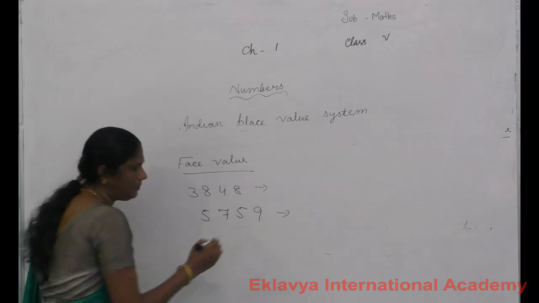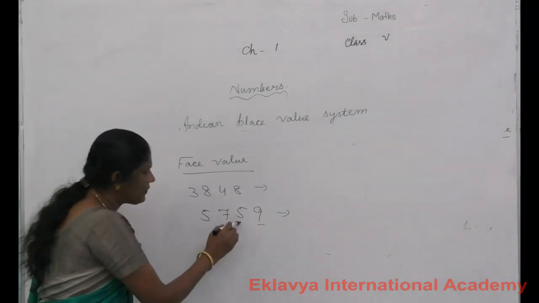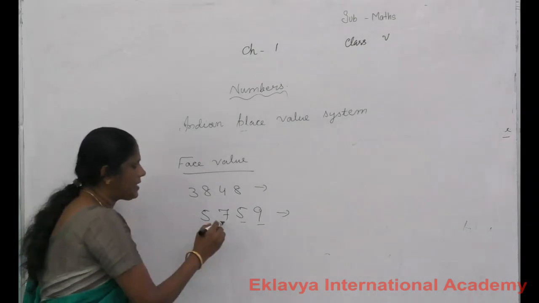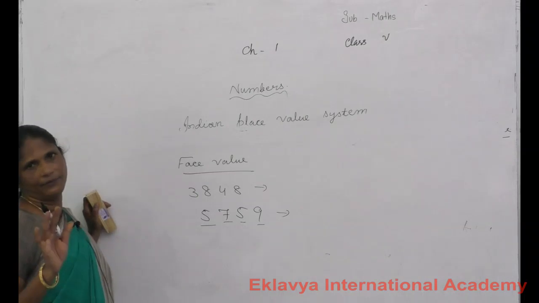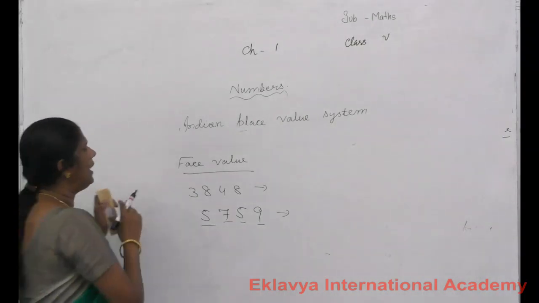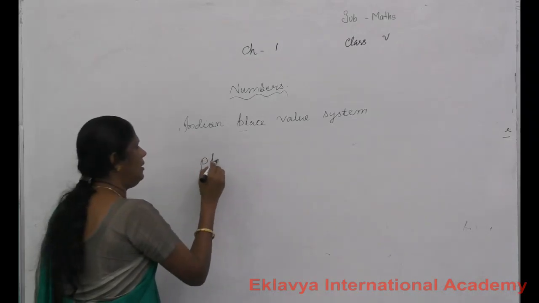Then another example, 5759. What is the face value of 9? 9. What is the face value of 5? 5. What is the face value of 7? 7. What is the face value of 5? 5. Understand the face value? Then place value.